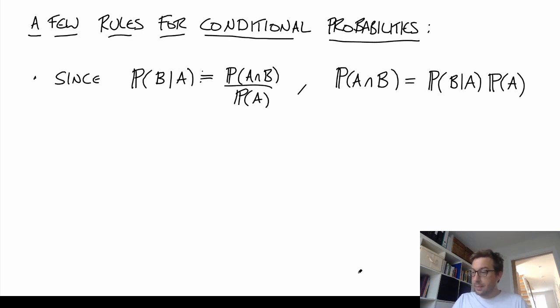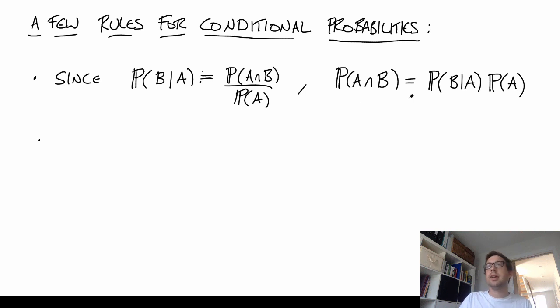Now, this can sometimes be useful, and I'll give an example in a minute, but sometimes once we know that A has occurred, it's easier to calculate the probability of B. It's probably easier than calculating the probability of B on its own sometimes.